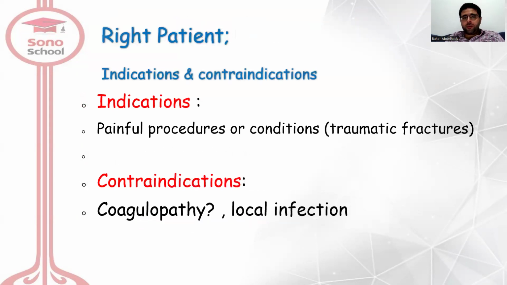Right patient, choose the patient. What is the indication? What is the contraindication? What is the relative contraindication? Indication, painful procedure or condition. Painful procedures like ingrown nail, trauma, any traumatic fracture. Contraindication, first absolute contraindication is patient refusal. Then local infection. Coagulopathy is a relative contraindication. You can weigh the risk and the benefit and decide carefully.